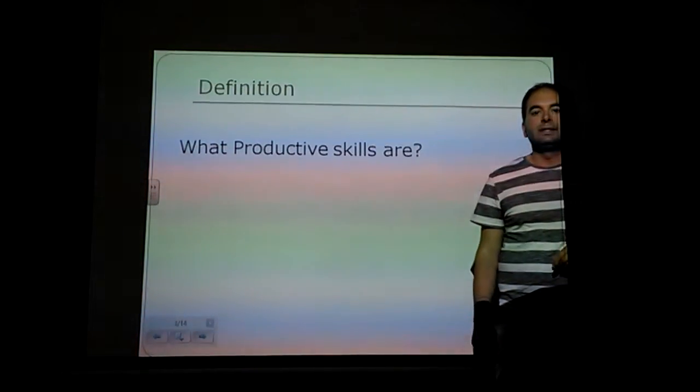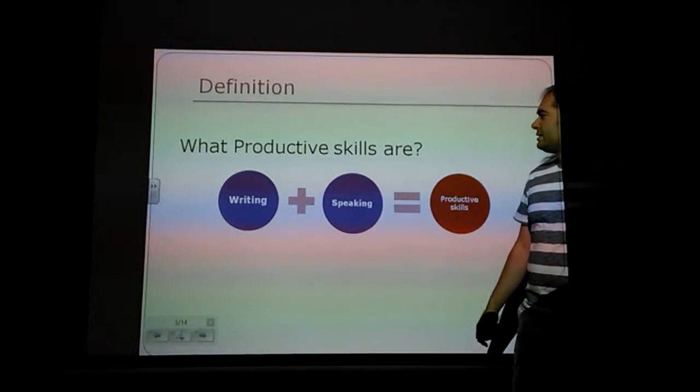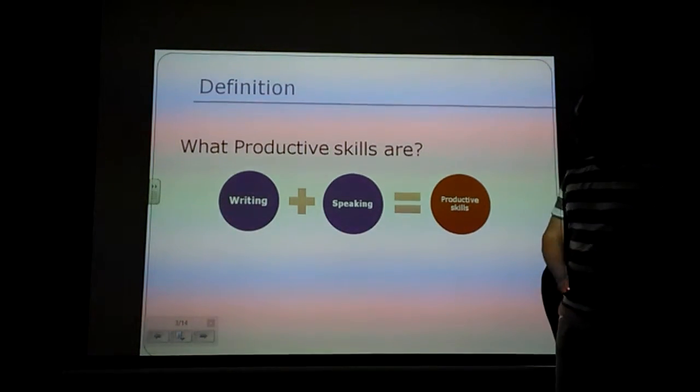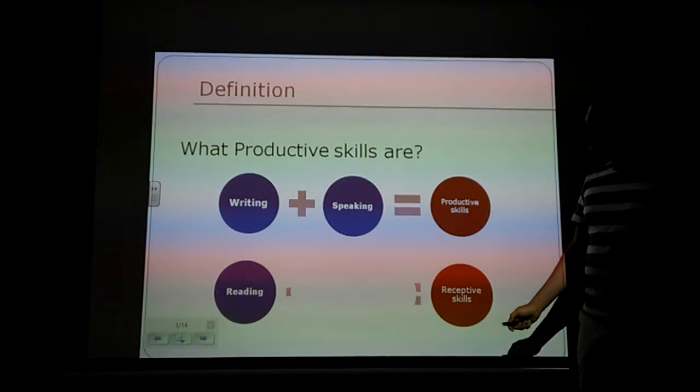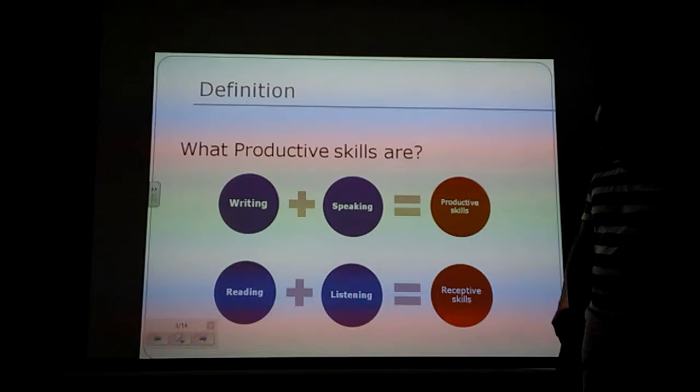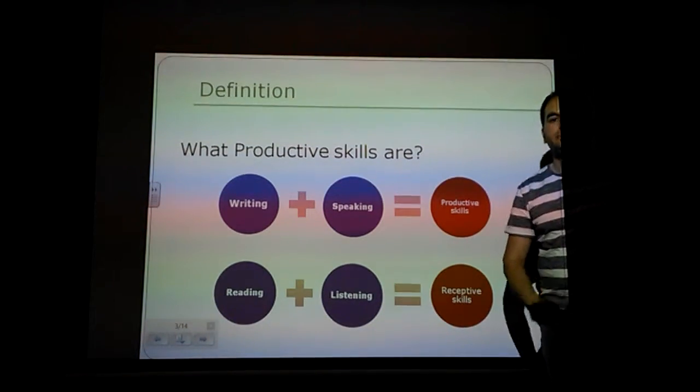According to the British Council, the productive skills are writing and speaking. They are also known as active skills. But in front of these skills we have the receptive skills, which are reading and listening.